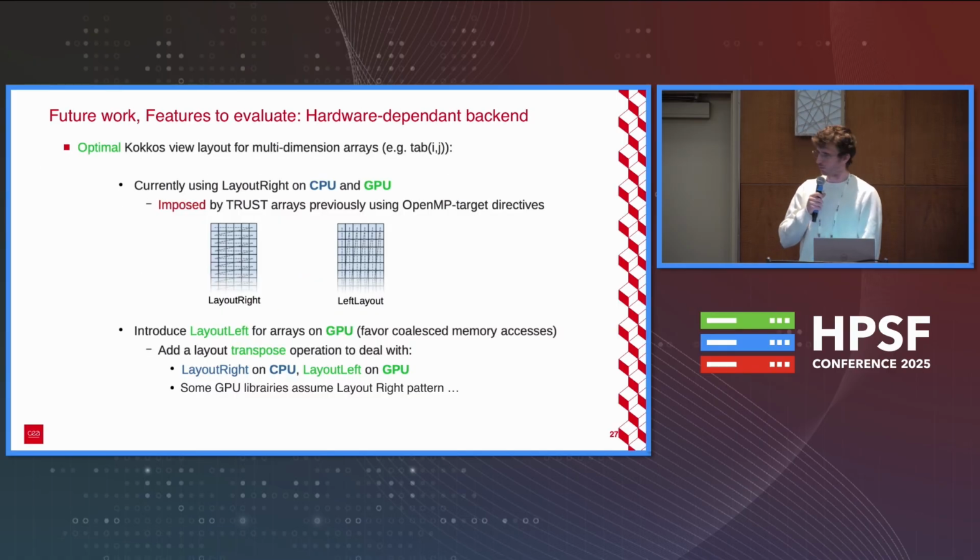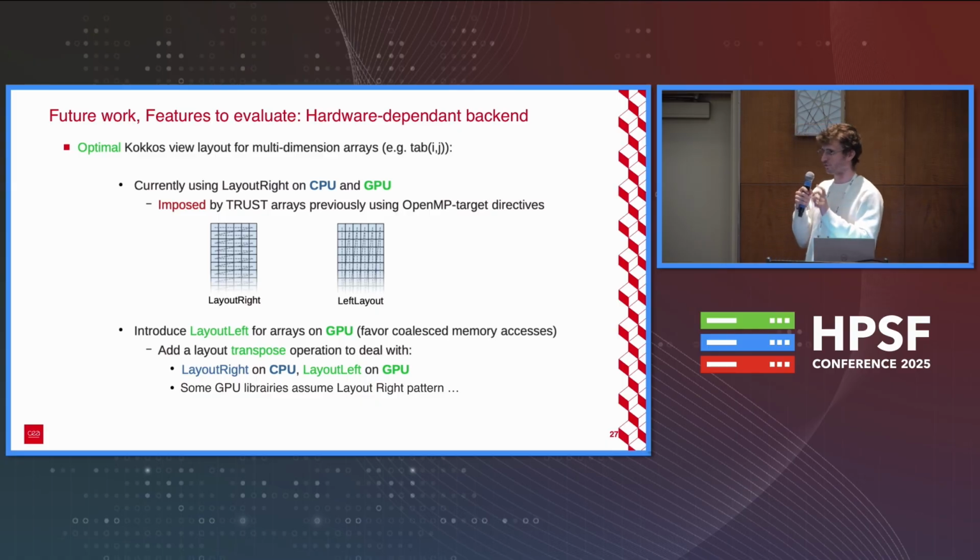We are also working on the layout. This is kind of an unclear subject for us at the moment. For now, we are using a layout right representation of the data on the CPU and on the GPU. The default choice of the Kokkos view is layout left on the GPU, but we force layout right. Again, that's a reminder of the OpenMP target directive.